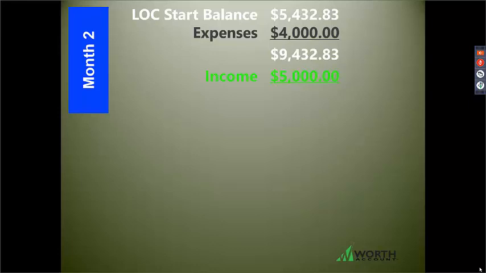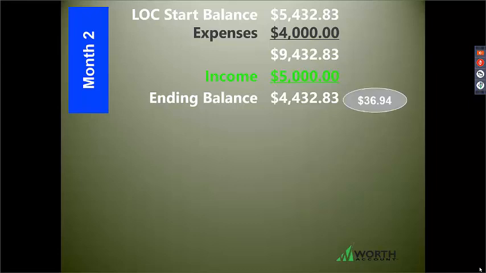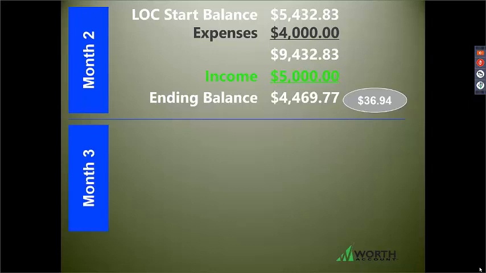And so basically what we're doing is we've deposited this income against our balance. Now our balance is down to $44.32. We're going to pay a little bit of interest that month, $36.94. Again, that payment is not an extra payment that we have to make. It simply gets tacked into the balance. So our balance jumps up to $44.69. We're going to roll that $44.69 into month 3.